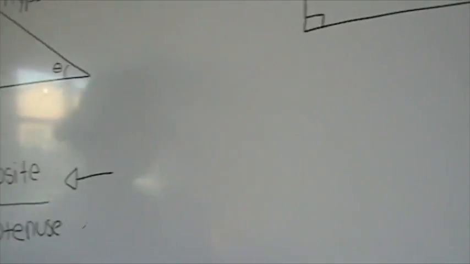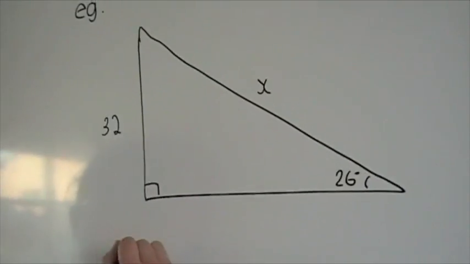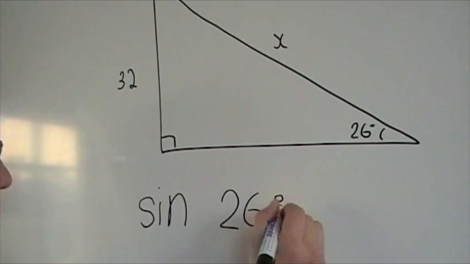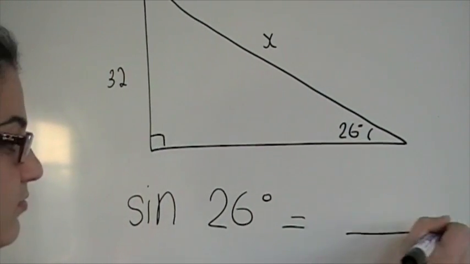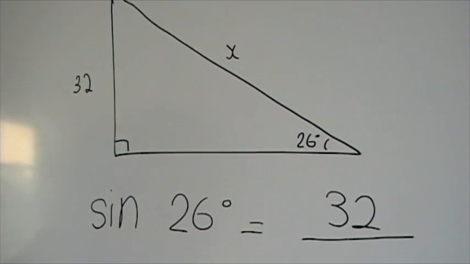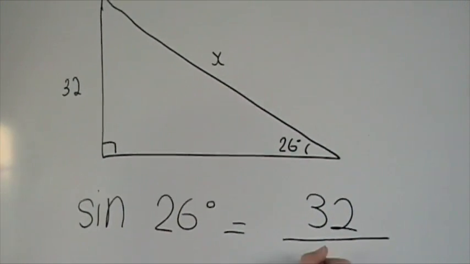For example, in this triangle, 26 degrees is theta and goes after the sine symbol. 32 is opposite the angle 26 degrees, therefore it is the numerator. X is the hypotenuse and the denominator.